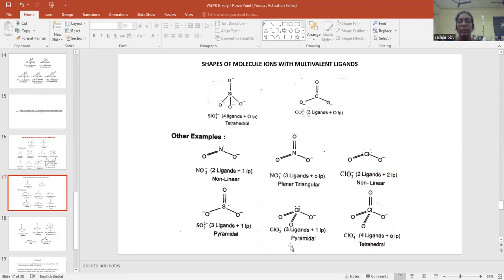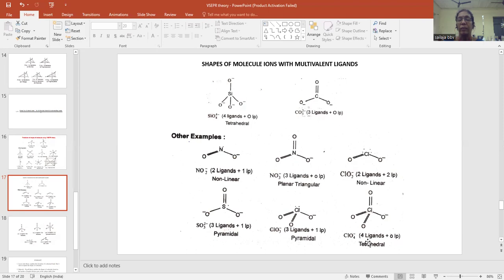Next ClO3 minus. Here the central atom Cl belongs to 7th group and 2 oxygen atoms are having double bonds. So these 2 oxygen atoms are sharing a pair of electrons each, and another oxygen atom which is having a single bond is sharing a single electron. So total number of electrons shared by surrounding atoms are 5. So 7 minus 5 divided by 2, that is equal to 2 by 2, which is equal to 1. So there is 1 lone pair in ClO3 minus.